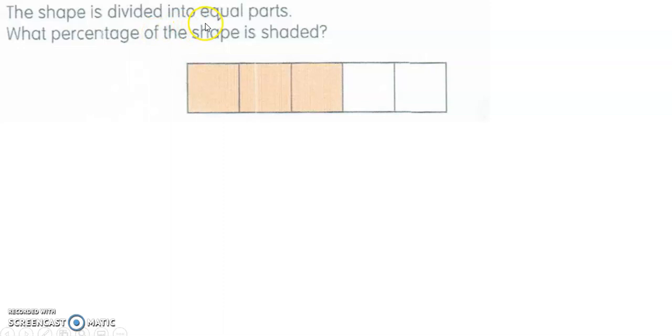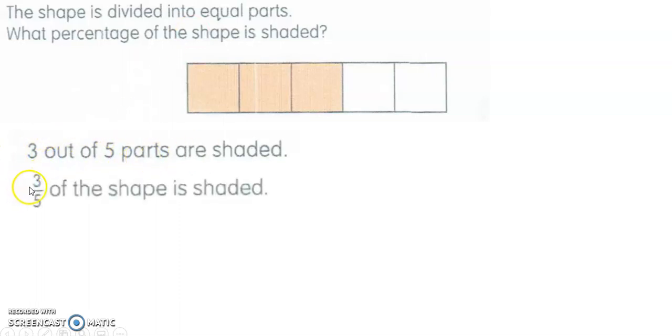The shape is divided into equal parts. What percentage of the shape is shaded? You see the shape, it's already divided into 5 parts and 3 parts were shaded. We are asked here to find the percentage of the 3 shaded parts. We can write the shaded parts as a fraction, like 3 out of 5 parts are shaded. This means 3/5 of the shape is shaded.